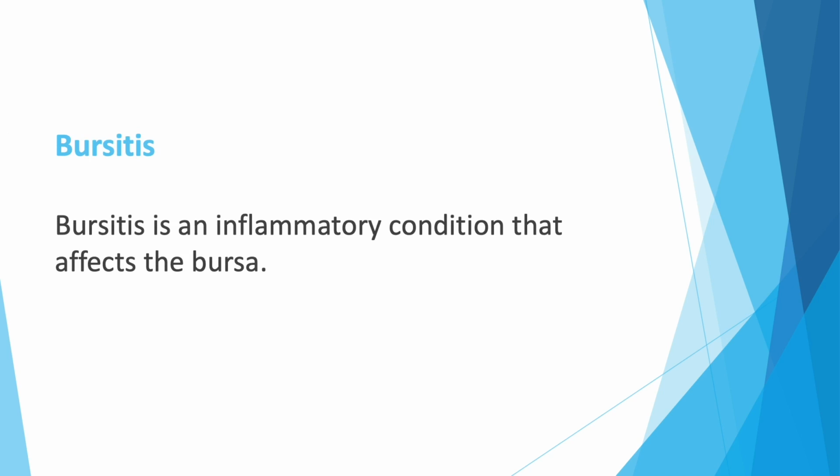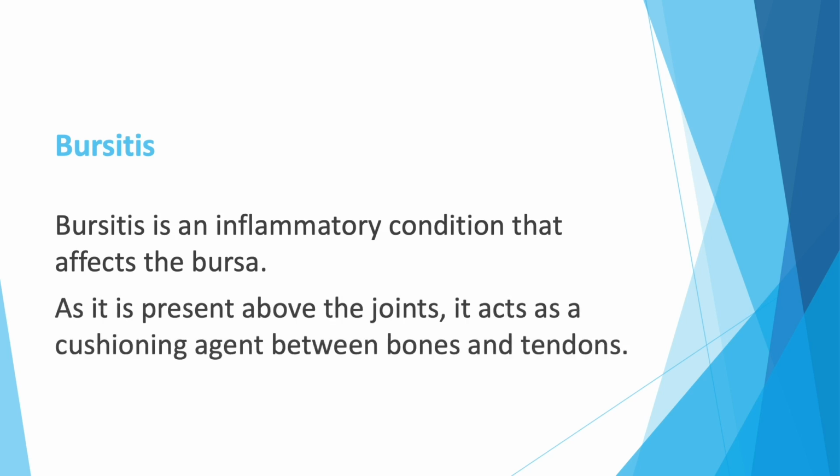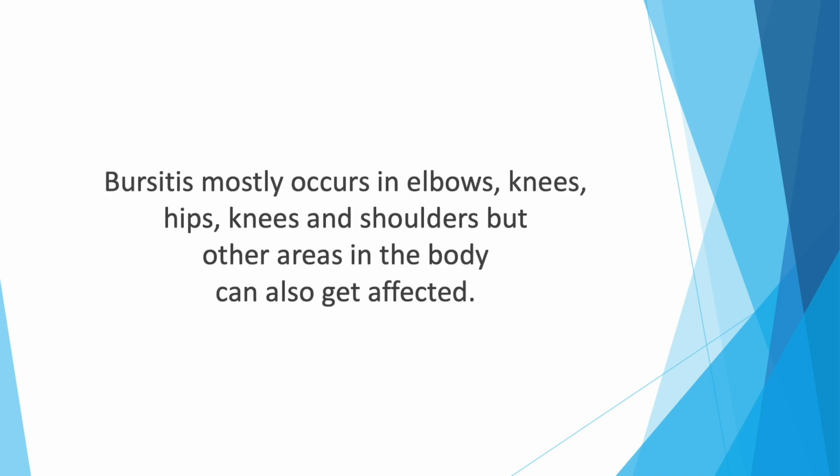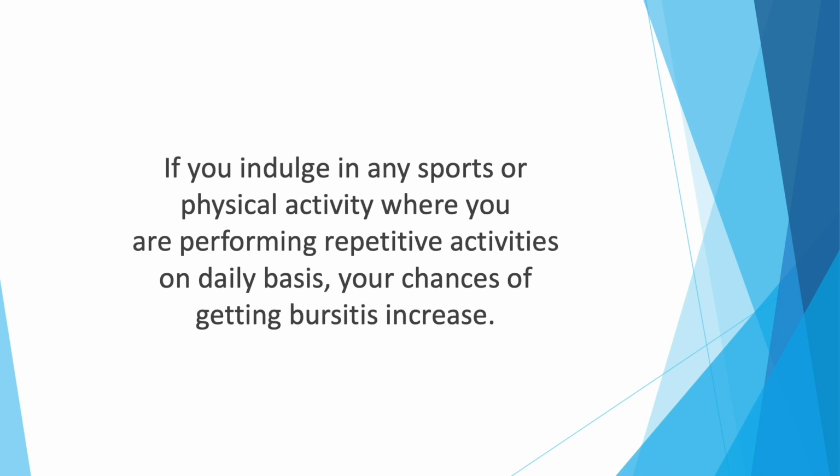The bursa is a sac that is filled with fluid present between the skin and the joints. As it is present above the joints, it acts as a cushioning agent between bones and tendons. Common symptoms associated with bursitis are swelling and tenderness. Bursitis mostly occurs in elbows, knees, hips, and shoulders, but other areas in the body can also get affected. Bursas become inflamed when there is a repetitive movement or injury.